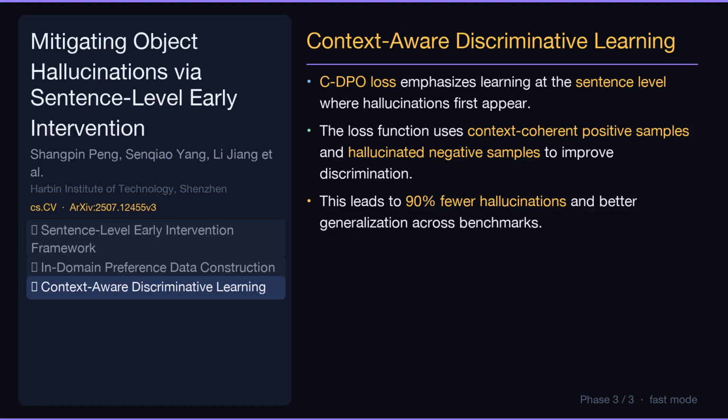Contribution 3. Context-aware discriminative learning. CDPO loss emphasizes learning at the sentence level where hallucinations first appear. The loss function uses context-coherent positive samples and hallucinated negative samples to improve discrimination. This leads to 90% fewer hallucinations and better generalization across benchmarks.